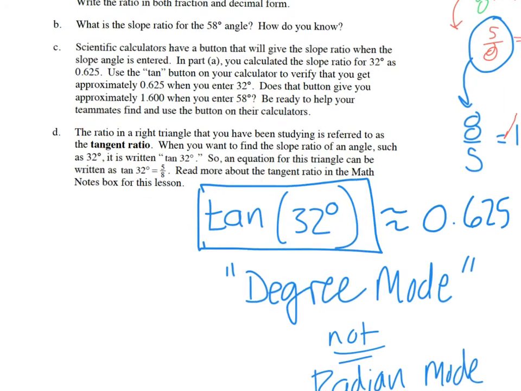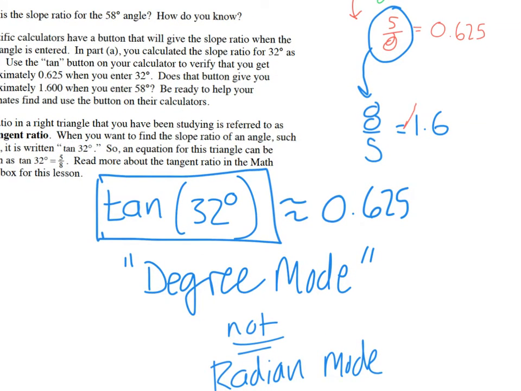If you're not getting that, then I would go to YouTube and figure out, hey, how do I change my calculator from radian mode to degree mode? It's a very simple switch. You press mode, you scroll down, you highlight degree and hit enter. But that's the value that you should get.